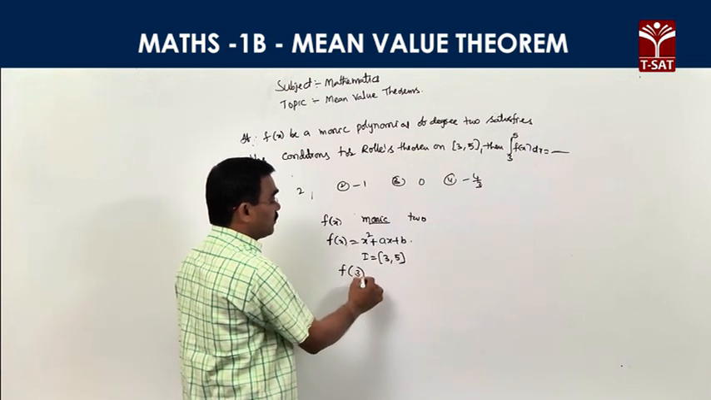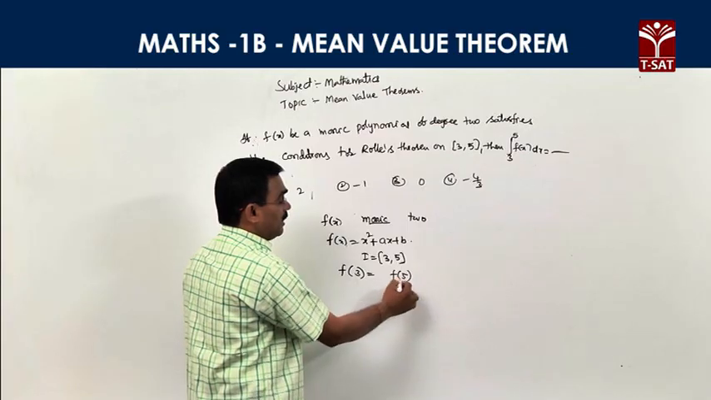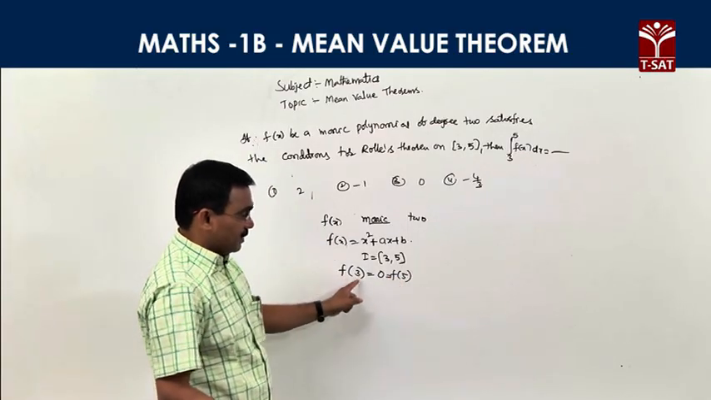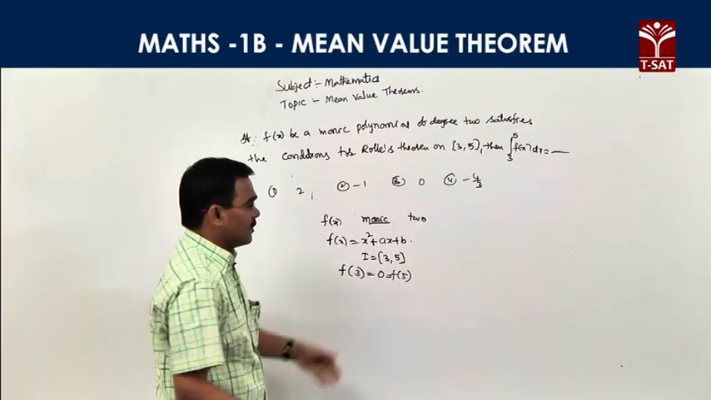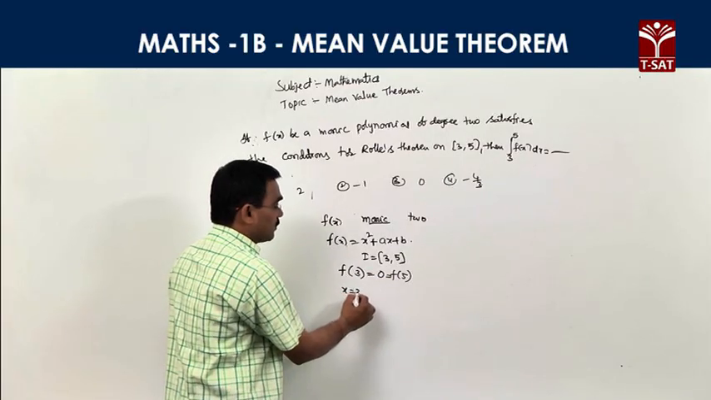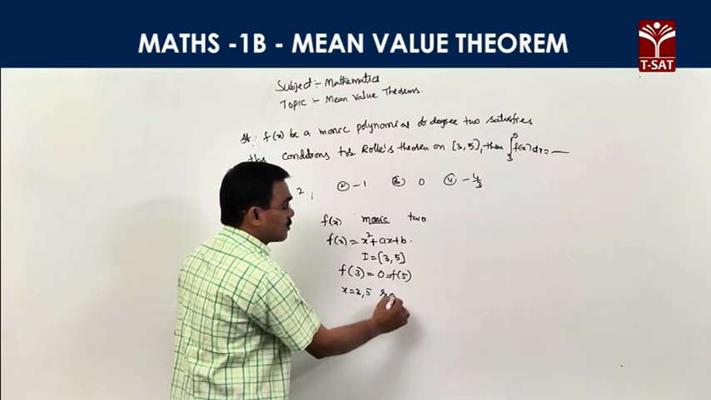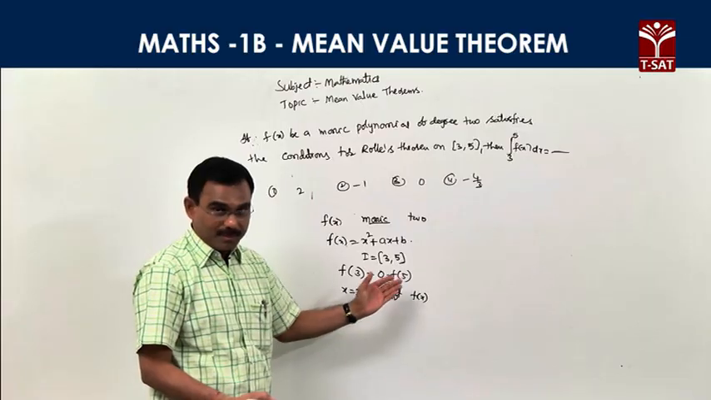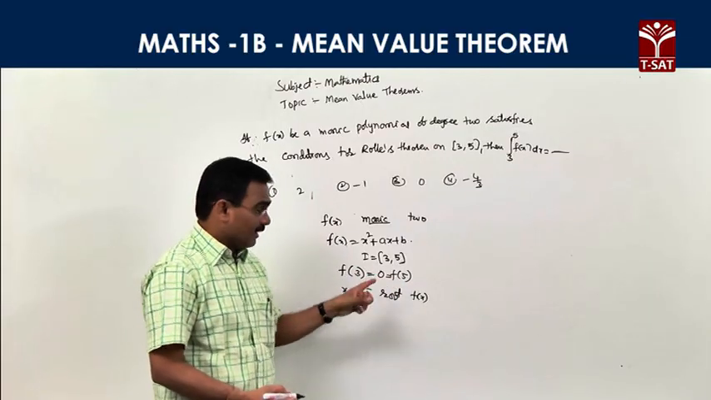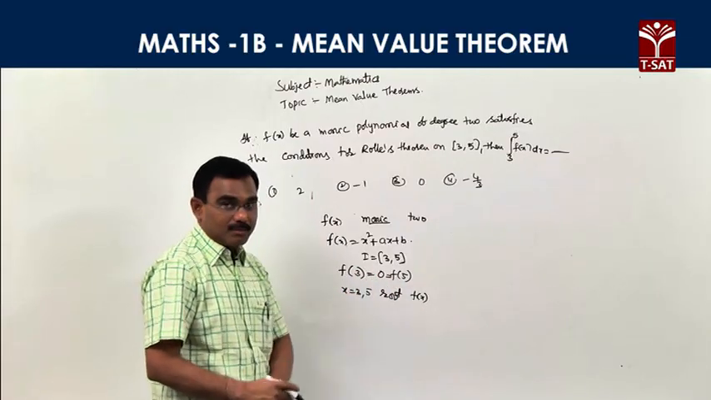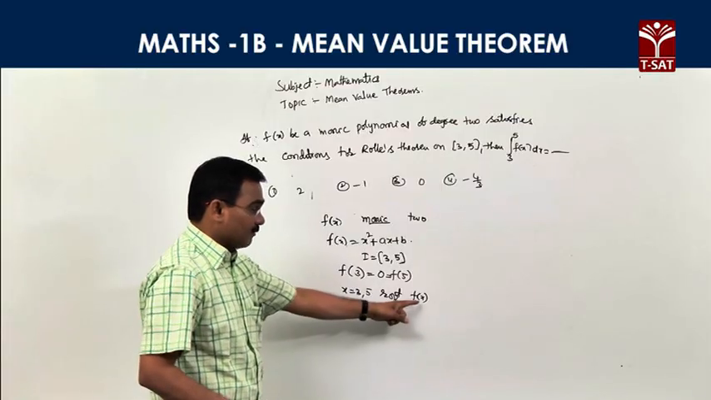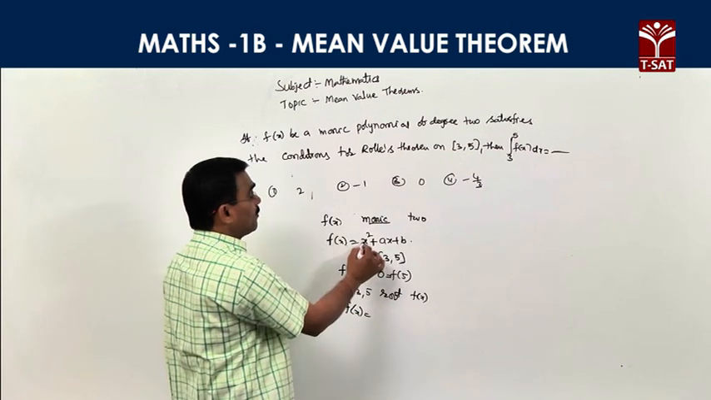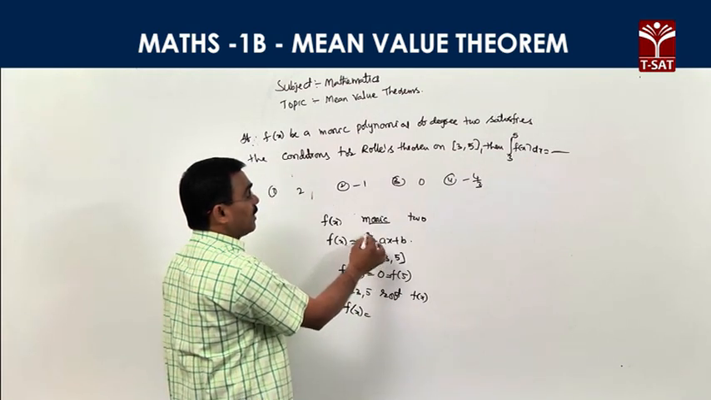That means f(3) is equal to f(5). Since f(x) is a polynomial and f(3) and f(5) are equal, suppose both are equal to 0. Then x = 3, 5 are roots of the equation f(x) = 0. So 3 and 5 are roots of the polynomial f(x), and monic polynomial means the x² coefficient is 1.